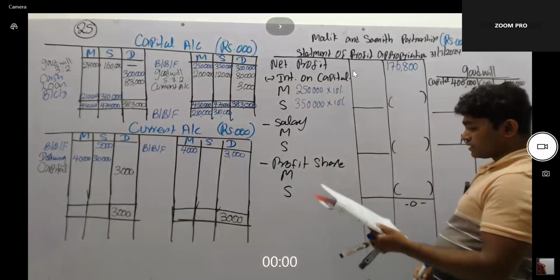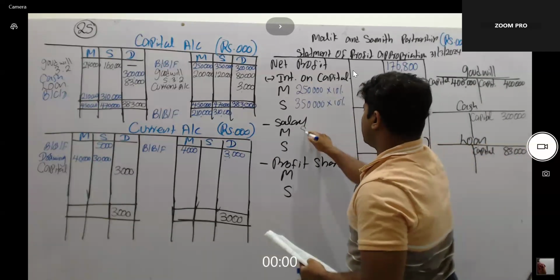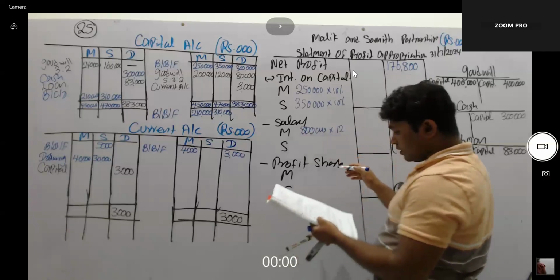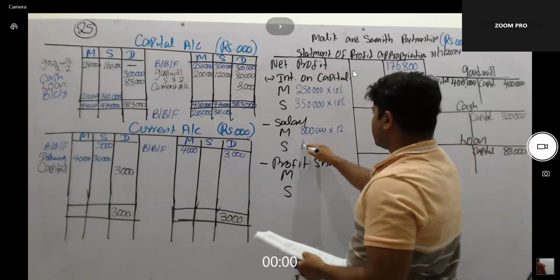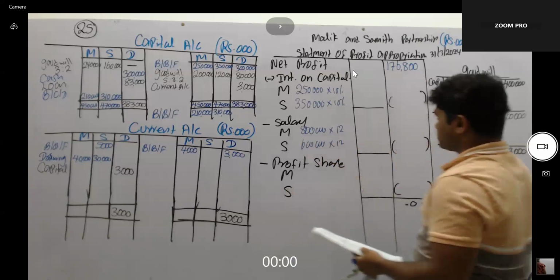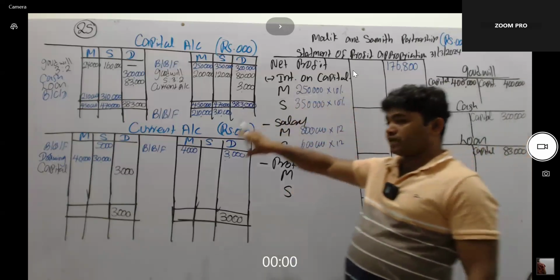Interest on capital is 10% on their opening capital account balance. As well as, a monthly salary is given: 800,000 into 12, record values in 1000, as well as 600,000 into 12. The balance part is a profit share. Think: appropriation account debit, partners current account credit.